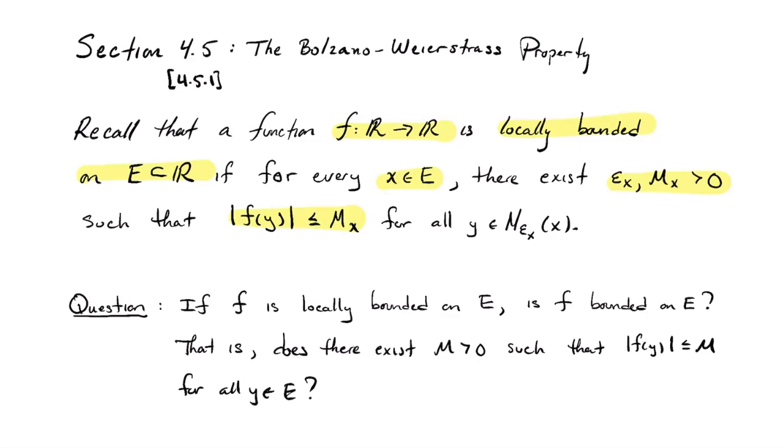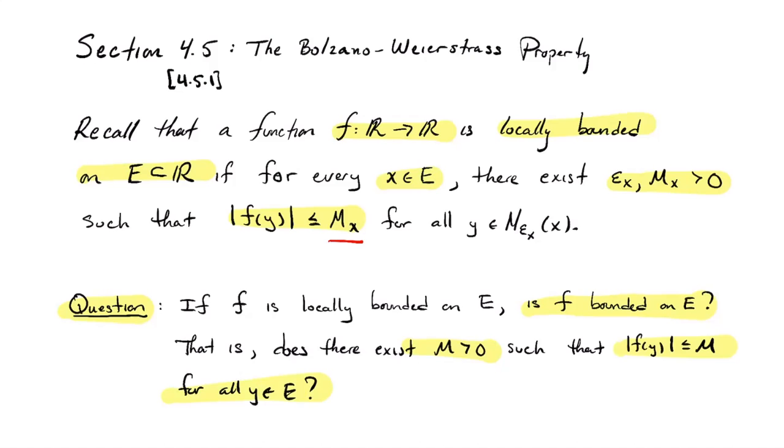It's called locally bounded. And the fundamental question that's driving the material in this subsection is the following. If you take some locally bounded function on a set, is it necessarily bounded on that set? Because here the bound, the m sub x, well, the notation indicates this, it depends on x. So if I'm asking if there's some global bound, I'm wondering, is there some m that works for all x's in E? So is there some one number m greater than 0 such that f of y is less than or equal to m for all y in E?